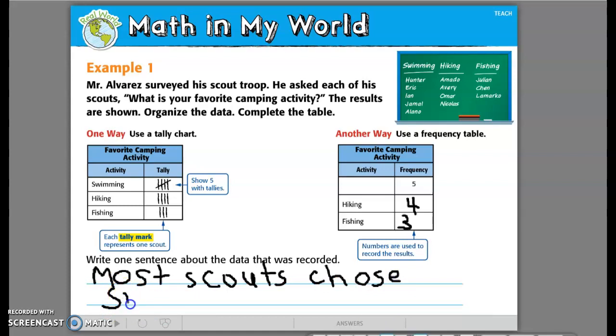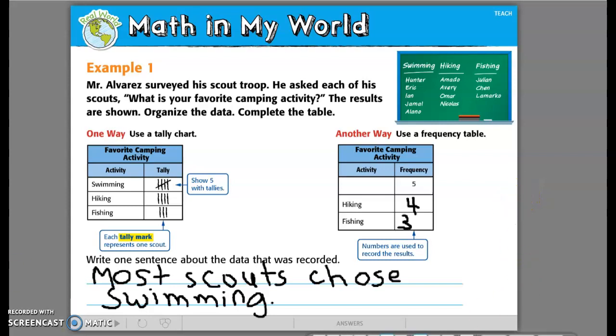You could also write things like together 7 scouts chose hiking or fishing. You could say something like altogether 12 scouts voted.